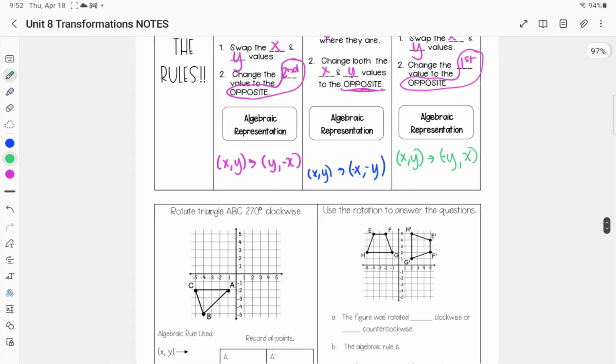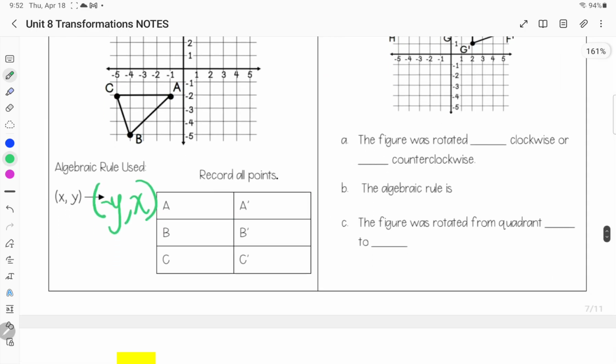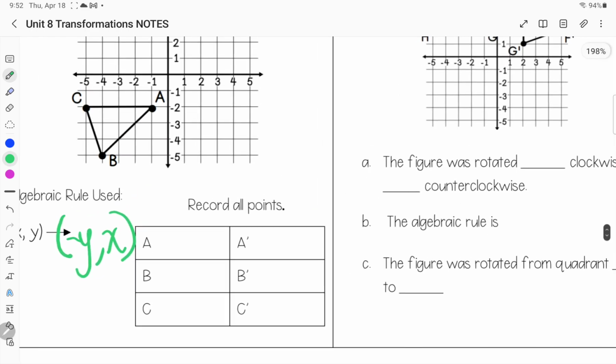All right, so I'm gonna make this a little bit smaller just so you can see while I do this. This one says we're going 270 degrees clockwise. So this is the rule that I'm using. It says start with x and y. We're gonna swap their spots and change the first value. So point A is at (-1, -2). B is at (-4, -5). And C is at (-5, -2).